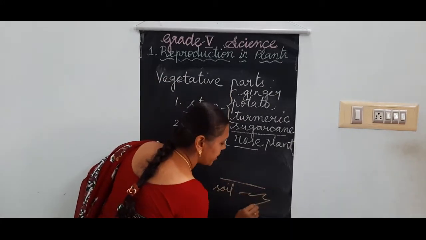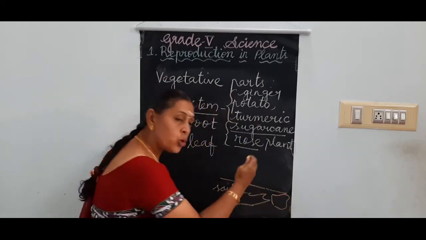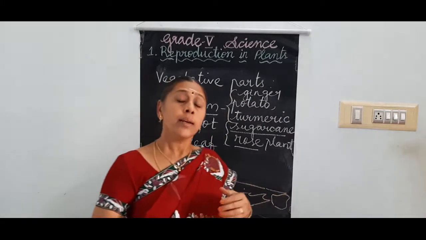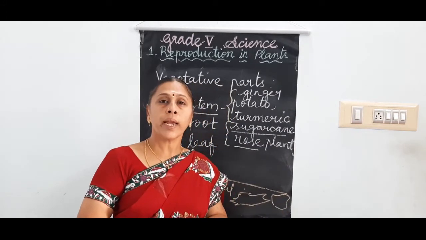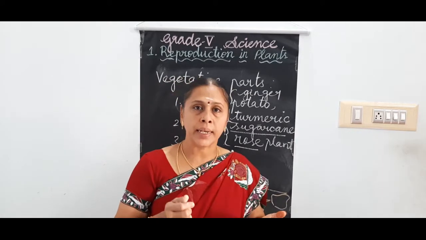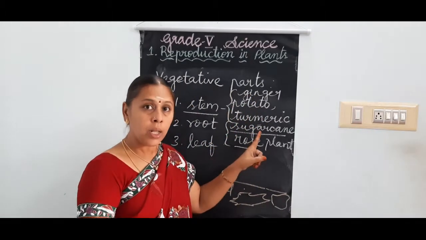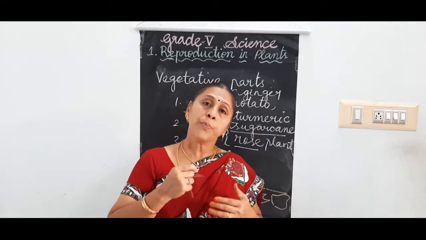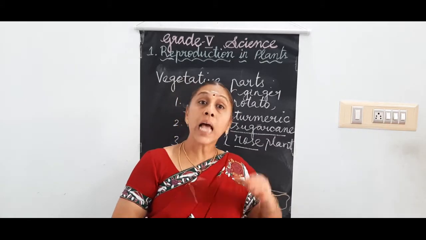So the ginger, the turmeric or potato and all, they will be seen below the soil. The stem part will be below. Usually where will the stem be present? Above the soil. Which portion will be under the soil? Yes, root. But in some cases, plants like ginger, potato and turmeric, the stem part will be below the soil. Such stems are called underground stems.